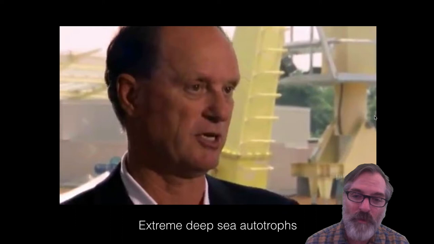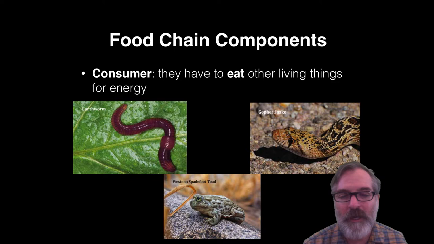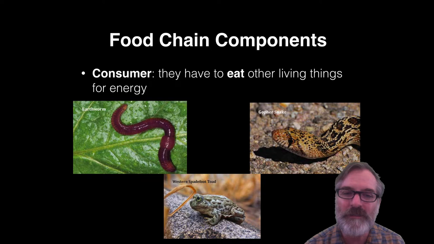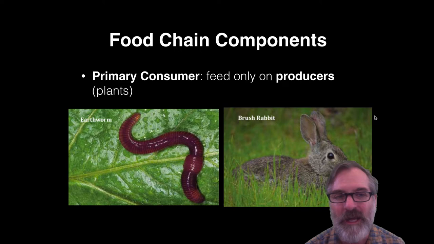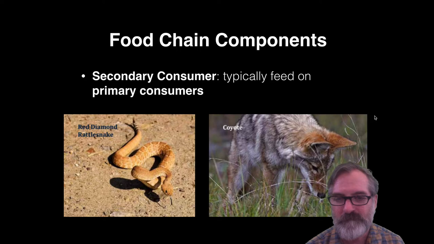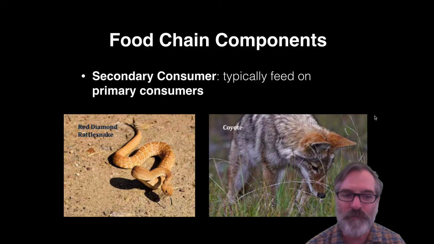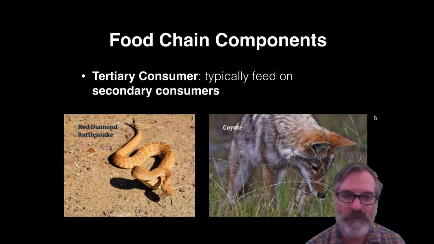But for the most part, everything up here on Earth that we know of, the sun is the main source of energy. And remember that consumers have to eat other living things to get their energy. Consumers are also called heterotrophs because they meet their energy needs by feeding on other species other than themselves. Primary consumers only feed on producers, plants. And then you've got secondary, tertiary, and quaternary consumers, and they typically feed on primary consumers like the coyote or the snake.